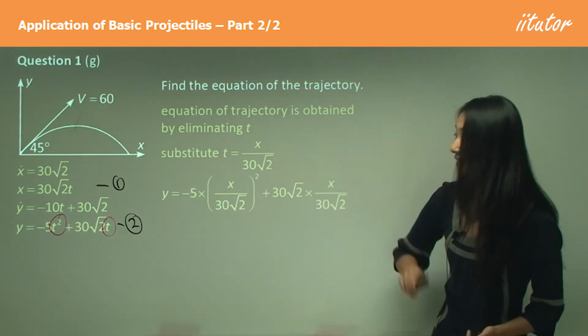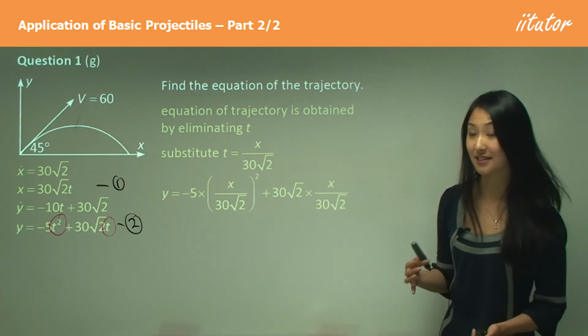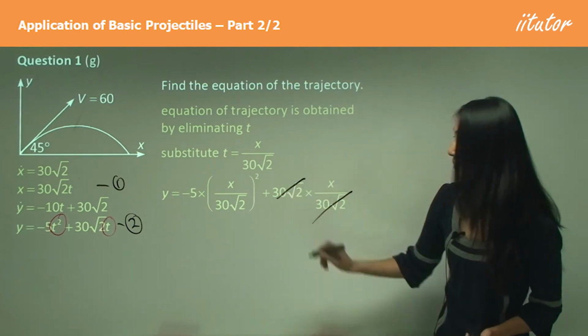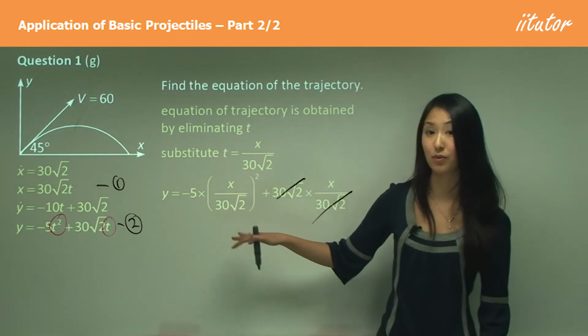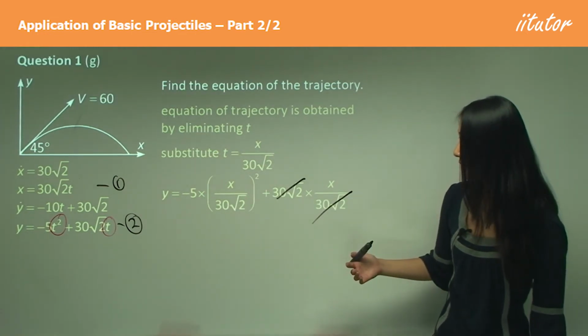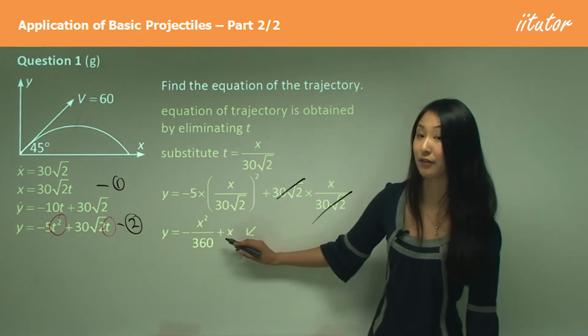So substituting that in, all right, and then just some cancelling. That cancels with that. You can just put -5 divided by 30 square root 2 squared into your calculator, and that should give you 1 on 360.